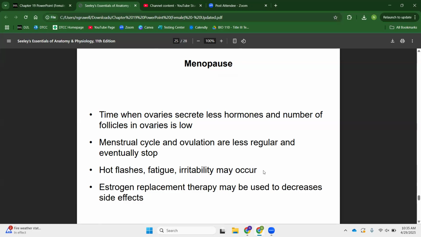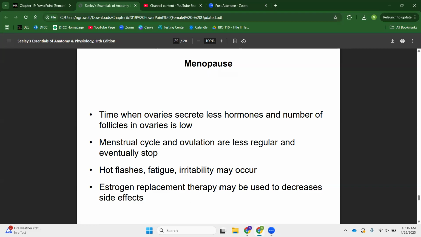Some of the common symptoms that are associated with menopause are hot flashes, fatigue, and irritability. This all has to do with the female system being so used to this hormone cycle that has been regular for a very long time. And so the body is getting used to not having these same levels of hormones cycling on that regular cycle.